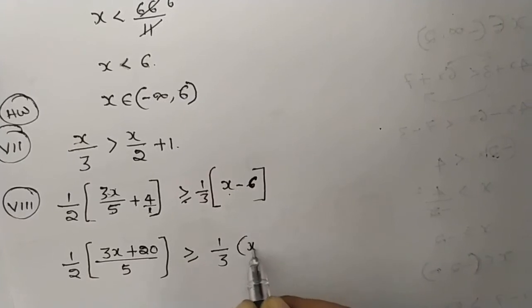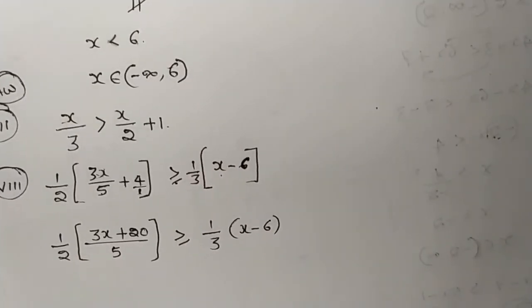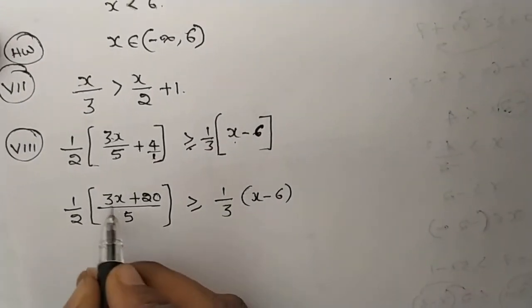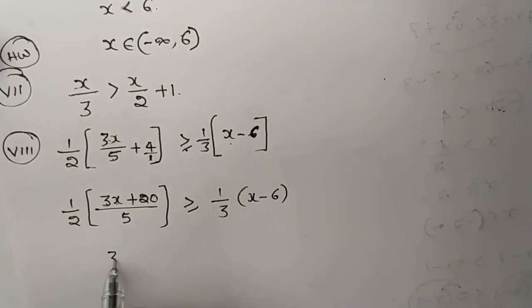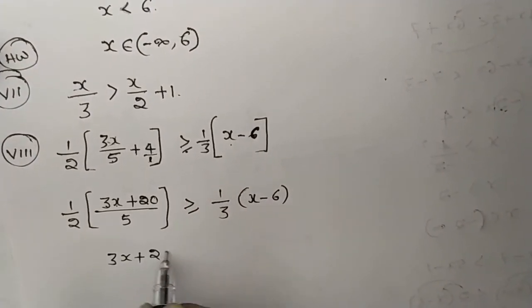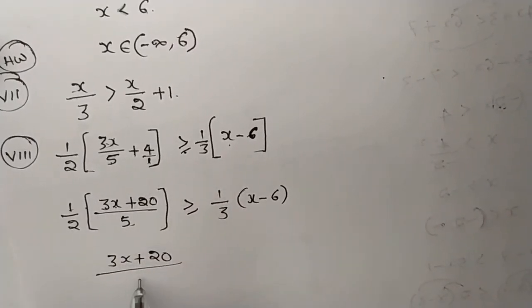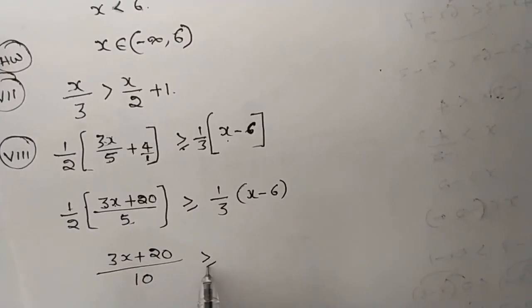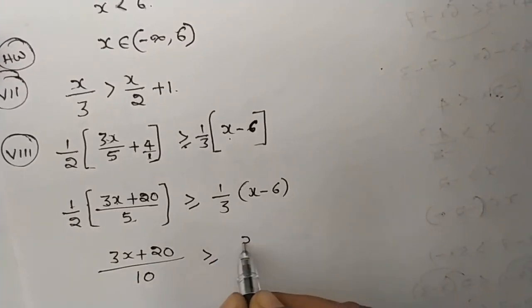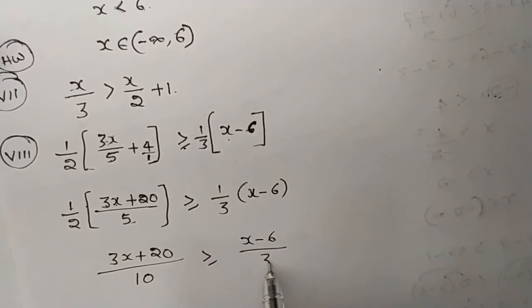3 into x minus 6. Next, once again, 3x plus 20. 1 into 3x plus 20, 3x plus 20 divided by 2 into 5 is 10, is greater than or equals to, in the numerator 1 into x minus 6 is x minus 6 divided by 3.